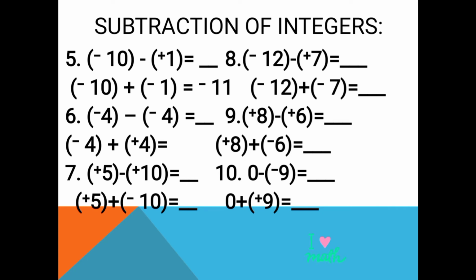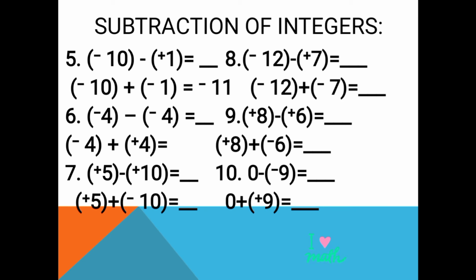Next, number 9, positive 8 minus positive 6. So copy the first term, positive 8. Change the operation involved. The minus will become plus. Then change the sign of the subtrahend. The positive 6 will become negative 6. Different sign, subtract. Then copy the sign of the bigger number. So 8 minus 6 will be 2, then copy the sign which is positive.